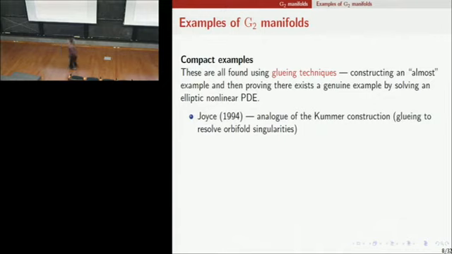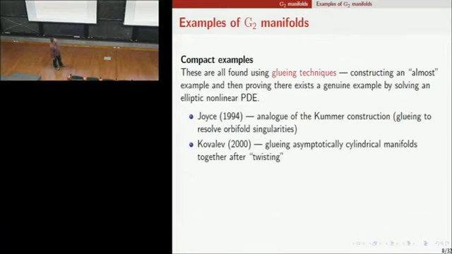This has been done now a few times. The first construction was by Dominic in '94. This is an analog of the Kummer construction. If you don't know what that is, don't worry about it. Alexei Kovalev, I guess Mark said this is 2003. He's probably more correct than I am, but it was in the early 2000s. Kovalev glued two asymptotically cylindrical manifolds. That's when it appeared in print, and Dominic corrected me and said 94.